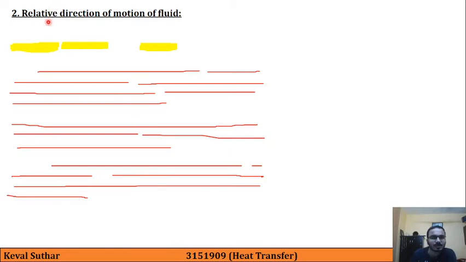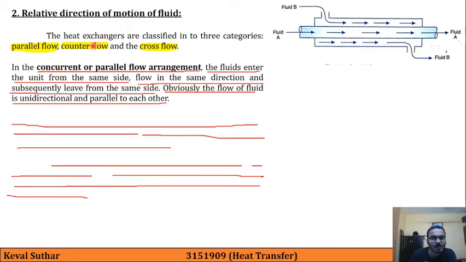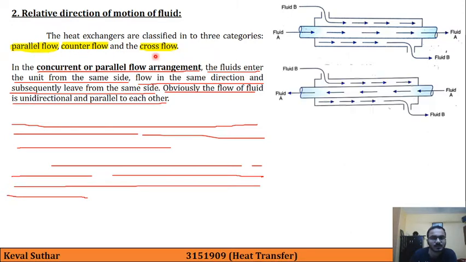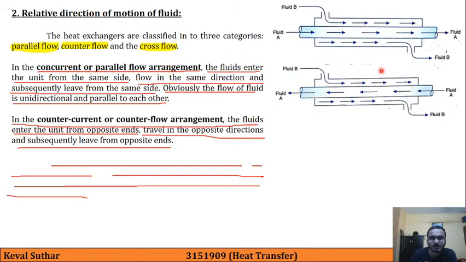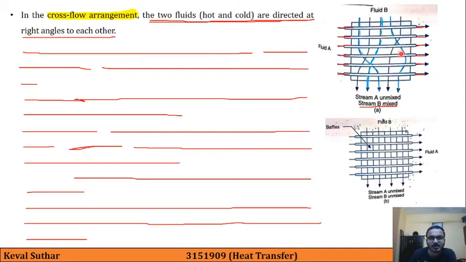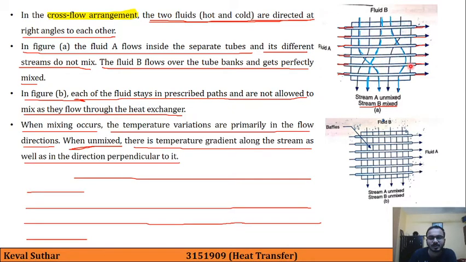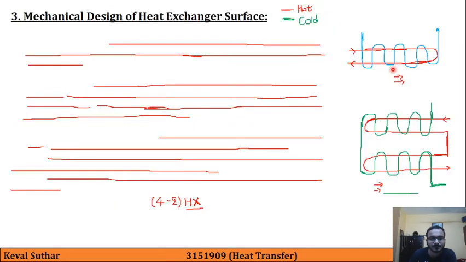Next is according to the relative direction of motion of fluid. Here the heat exchangers are classified into three, that is parallel, counter and cross flow arrangement. So in parallel both fluids are having same direction of flow, in counter both are having opposite direction, and this is the cross flow heat exchanger when both fluids are at perpendicular direction to each other.